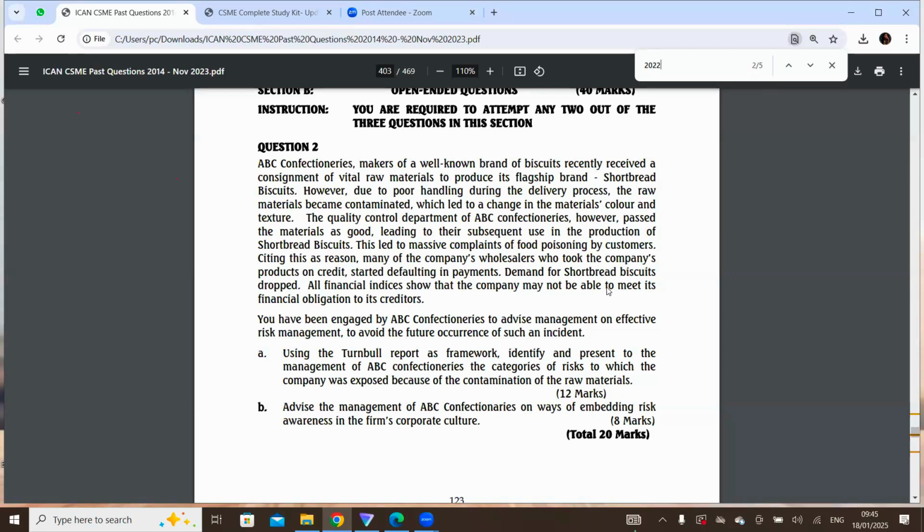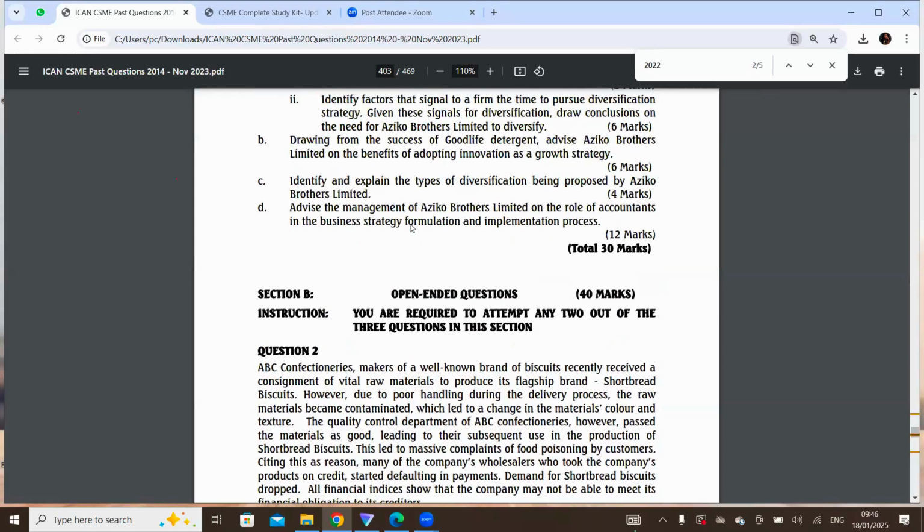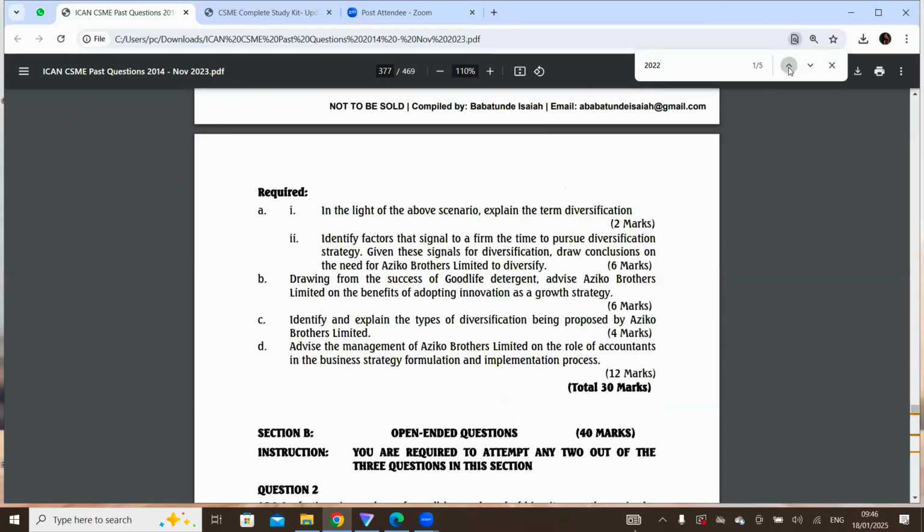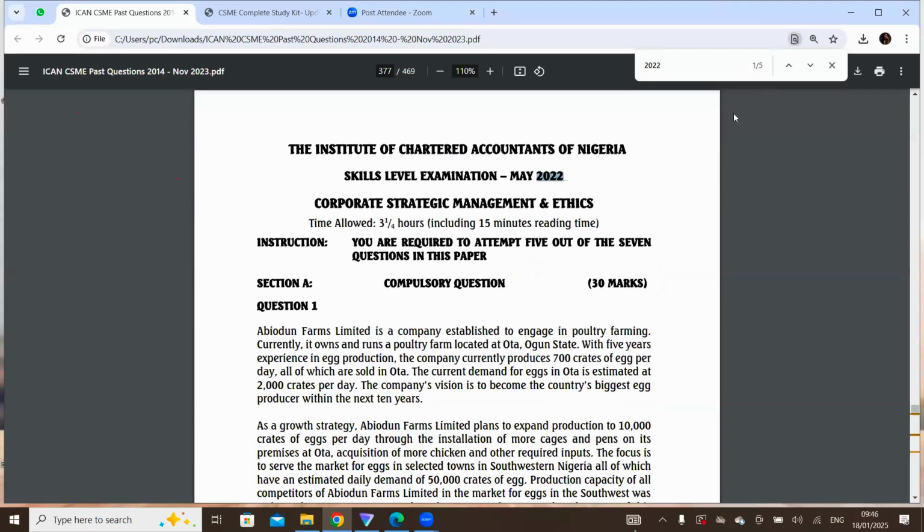This is the second question that we're seeing where they're asking categories of risks. The last one was about 15 marks, this one is about 12 marks. So the next one is advise the management on ways of embedding risk. We have not done this yet, I'm going to do that. Please remind me next week, we have not gotten to that part of our risk management. That way we can move to the next diet, which is May.